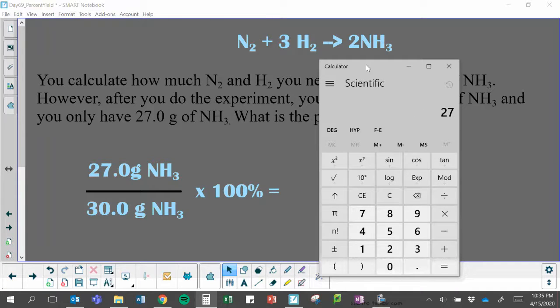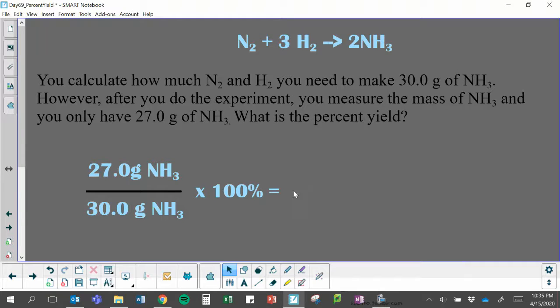So if we use our calculator, we will do 27.0 divided by 30.0 times 100%, and we're left with 90. But remember that we need to also use the correct number of significant figures for this. And in this case, we have two different numbers that we're looking at, 27.0 and 30.0, but both of them have the same number of significant figures. They have 3, so our final answer should also have 3. So we will write that as 90.0%.